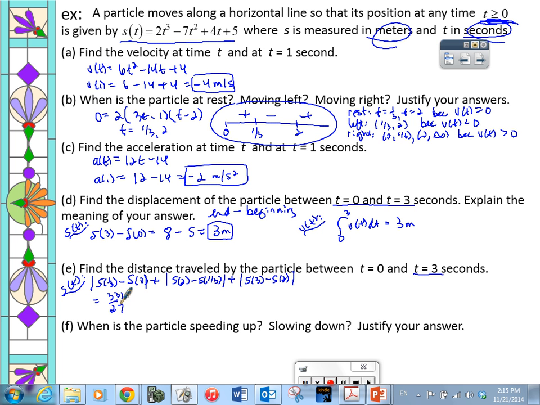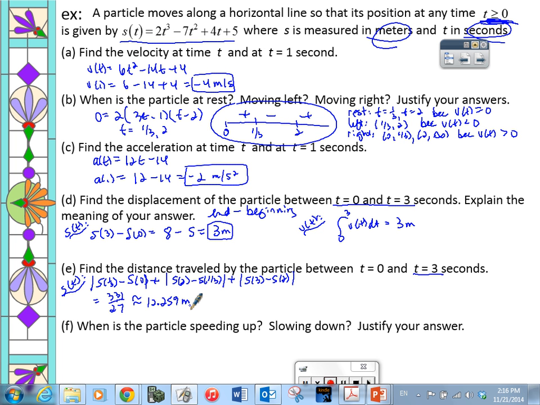You would certainly have a calculator for a number like that. I wouldn't be asking you to do that in your head. That's approximately 12.259 meters. Okay, so that would be our distance traveled from 0 to 3.